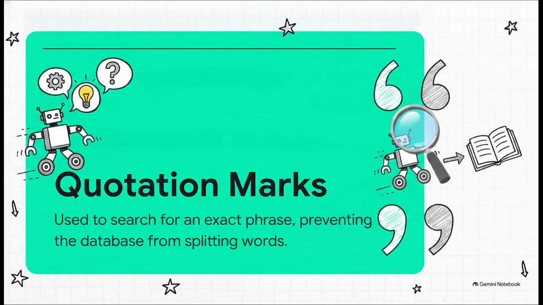Before we put this all together into a master formula, let's look at one more simple but incredibly powerful tool, quotation marks. This is basically superglue for words, keeping multi-word concepts stuck together in the database's eyes. If you just type autonomous mobile robot without quotes, the database might find a paper where the word autonomous is on page 1 and the word robot is buried on page 10. But by wrapping the phrase in quotation marks, you force the database to look for that exact, specific string of words.